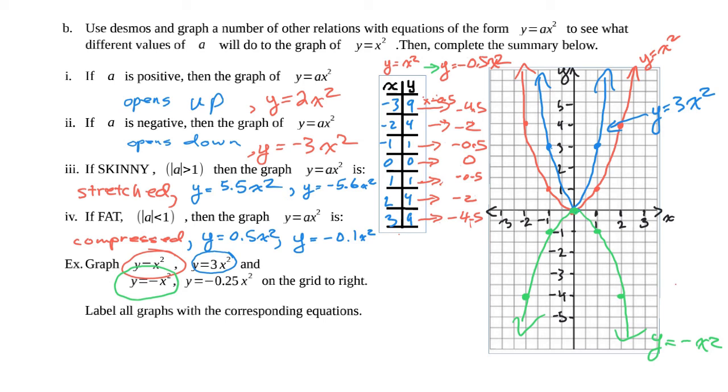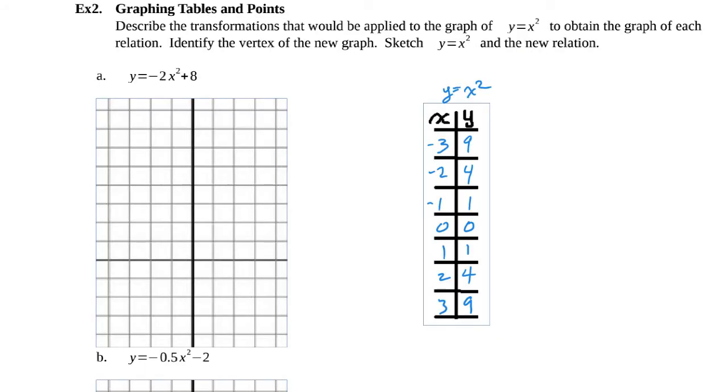I think we're going to use black for this one. So we'll just plot all our points: 0, 0 again, then 1 to negative 0.5, and then 2 to negative 2. And then the same for the other side. And we are done.